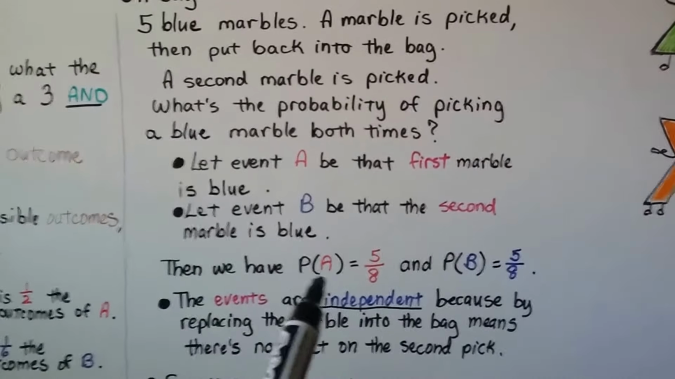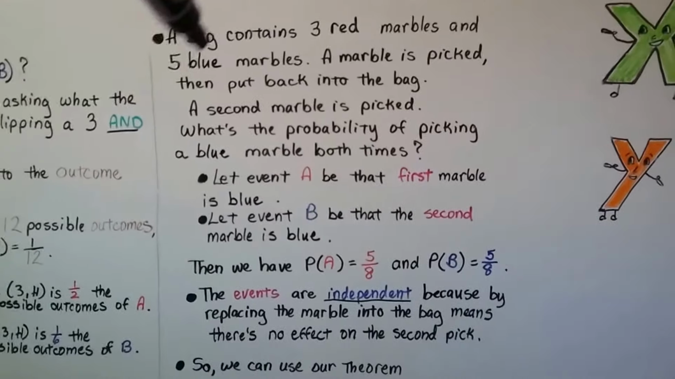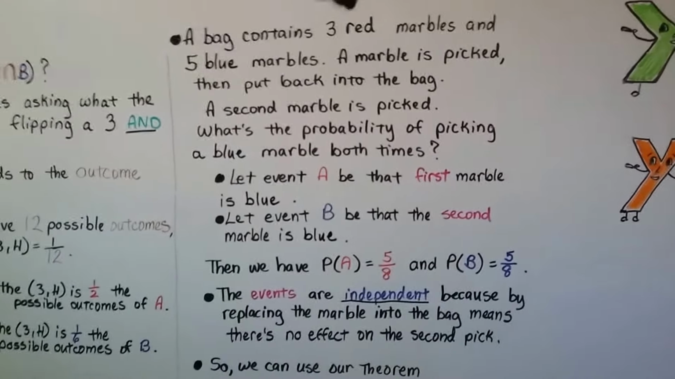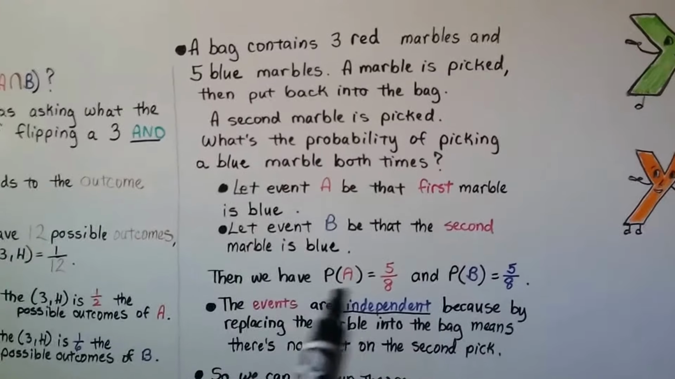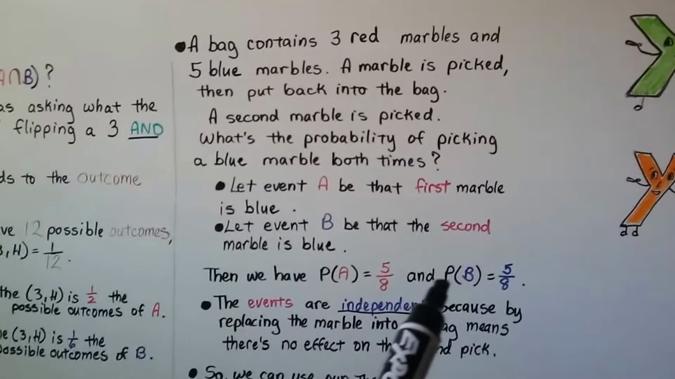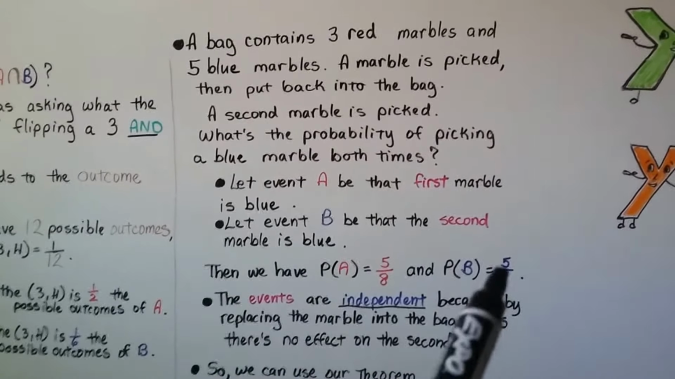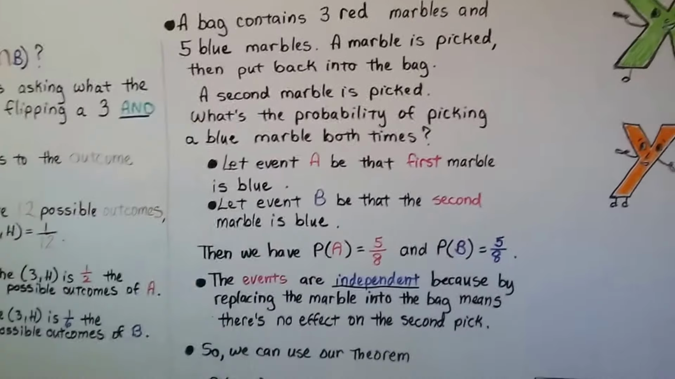We have the probability of A is 5/8. There's 3 red, 5 blue, so there's 8 total marbles. And the chance that it's blue is going to be 5 out of 8. It's going to be 5/8. And the probability of B is going to be the same, 5/8, because we put that first marble back.